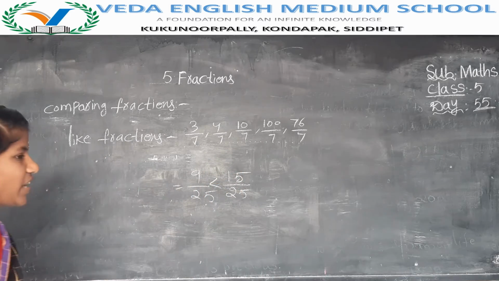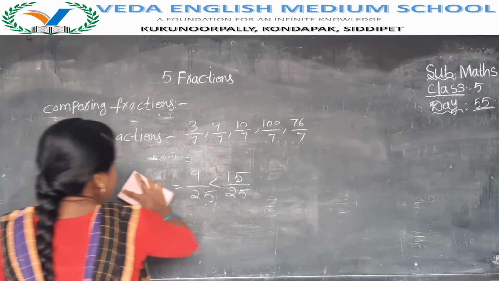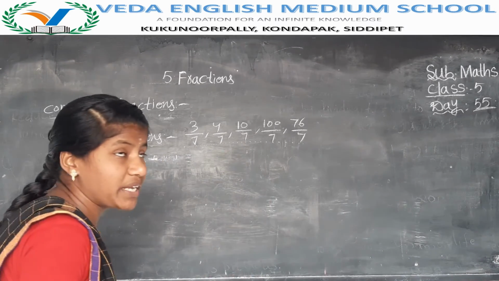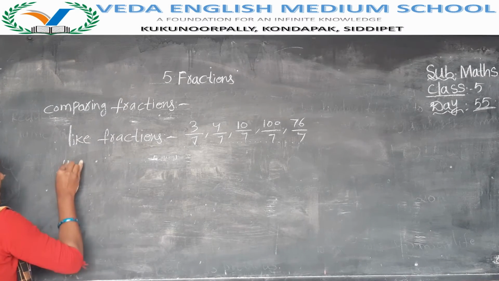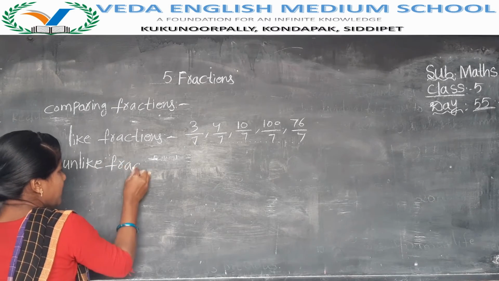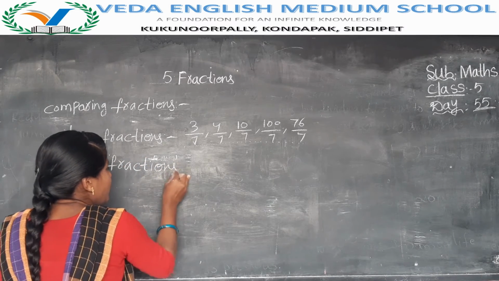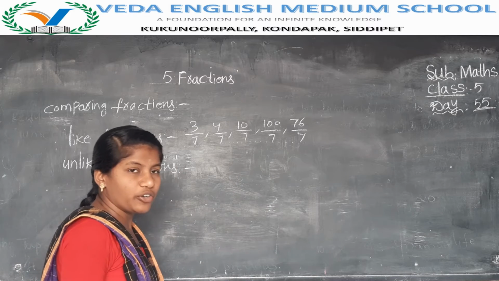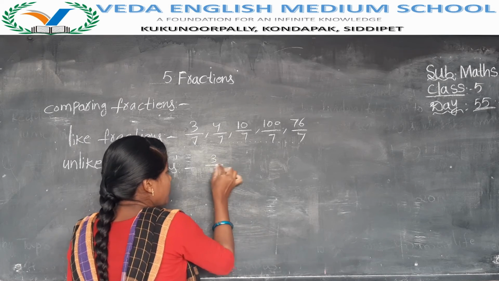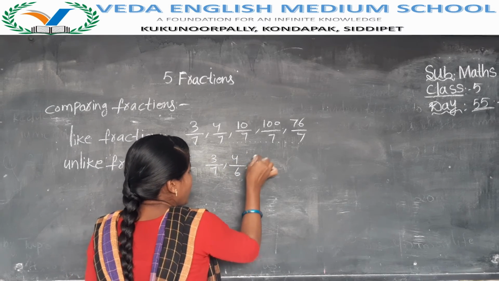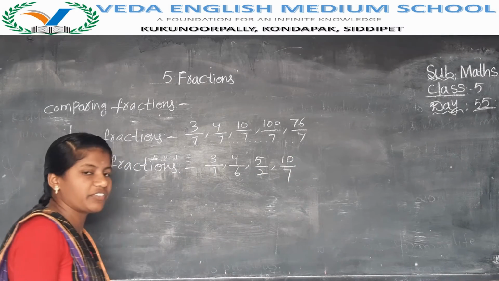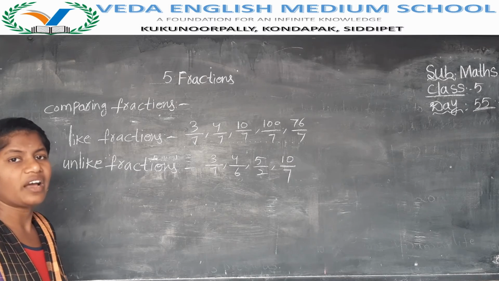Then the other type of fractions is unlike fractions. In unlike, like means same ga undadam. Unlike means the numerator and denominator are different. In unlike fractions we have numerator and denominator both different. Numerator different, denominator రెండు different గా ఉంటాయి నాన్న చూడండి. Like this, 3 by 7, 4 by 6, 5 by 2, 10 by 7. Like this we have different numerators and different denominators. Then the fractions are called unlike fractions.